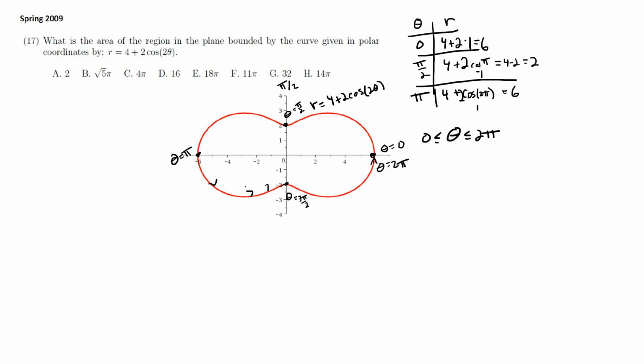Since it wasn't one of the ones on the cheat sheet of standard polar curves, we have to go through this process. So we know what theta does. Theta goes from 0 to 2 pi, and then to figure out what's going on with r, remember we slice radially outward from the origin, so the lower bound on r is r equals 0, and the upper bound on r is r equals 4 plus twice the cosine of 2 theta.